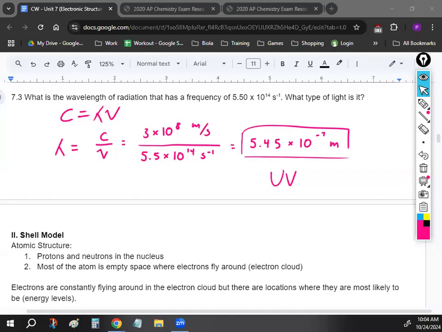Alrighty, guys. So for the wavelength, 5.4 times 10 to the negative 7 meters, and that gives you ultraviolet light. Okay. All right, any questions on light, speed of light, wavelength, frequency? You guys all good? All righty.